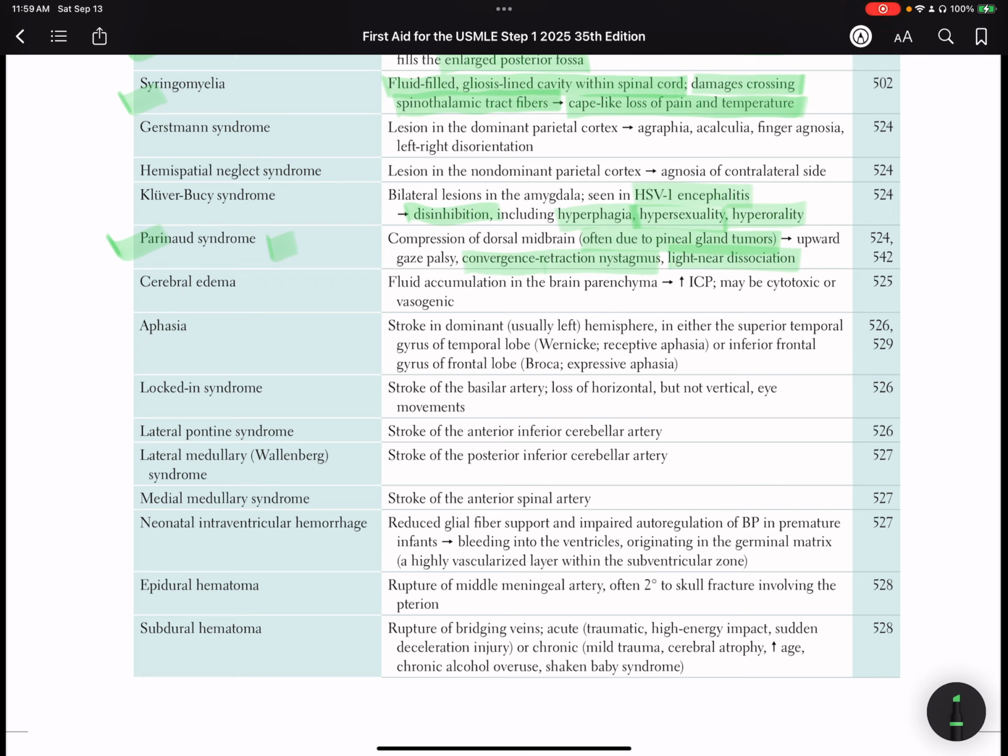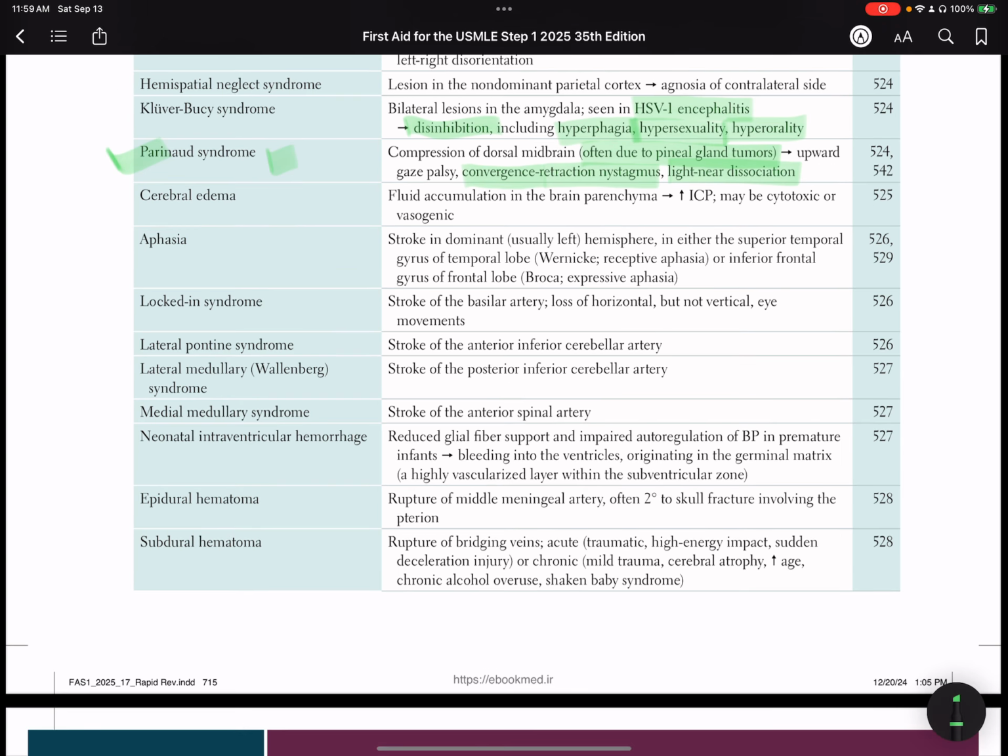Next condition is cerebral edema. What causes cerebral edema? Fluid accumulation in the brain parenchyma, increased intracranial pressure, may be cytotoxic or vasogenic. Cerebral edema can be two types, either cytotoxic or vasogenic. Cerebral edema is basically fluid accumulation in the brain parenchyma, leading to increased intracranial pressure.